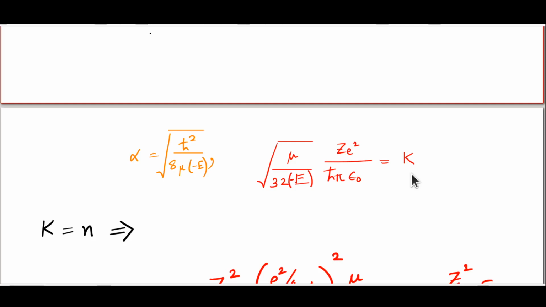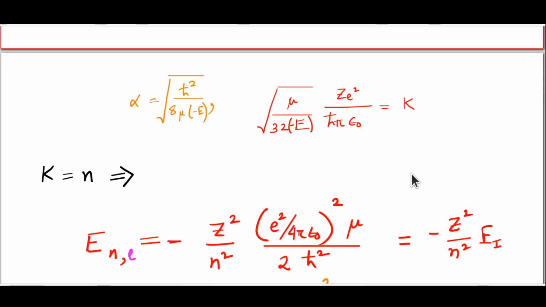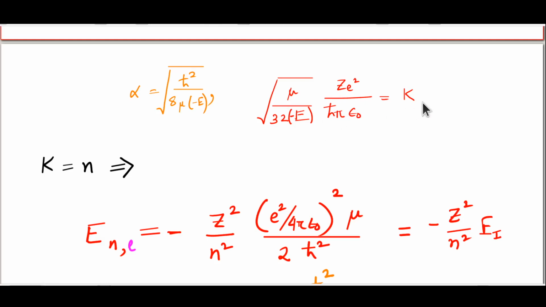So putting that in, you can easily show that the energy E from this expression is simply minus Z squared by n squared times (e squared by 4 pi epsilon 0) whole squared times mu by 2 h cross squared. This particular combination, e squared by 4 pi epsilon 0, is what will appear everywhere, so I have decided to club them together. And this turns out to be minus Z squared by n squared times this quantity, which is called the ionization energy E_I of the hydrogen atom.